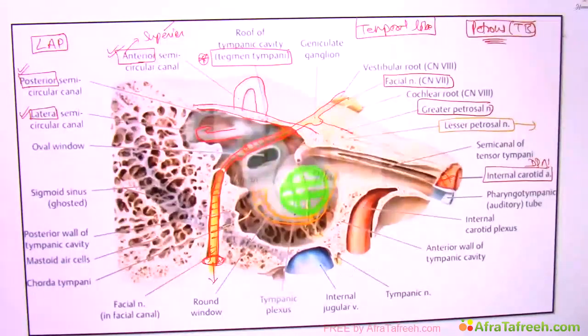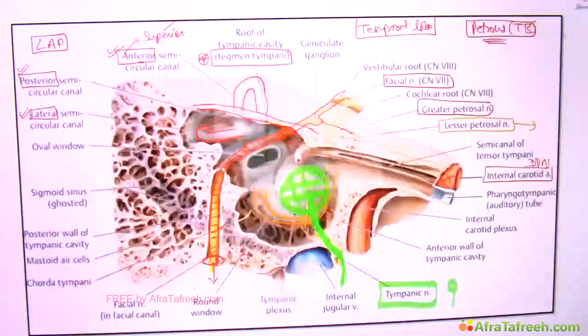If you remember, there is the tympanic branch of the glossopharyngeal nerve. And what is the tympanic branch of the glossopharyngeal nerve doing? The glossopharyngeal nerve gave a tympanic branch, and it will pass through the inferior wall of the middle ear cavity. You mean to say floor? Yes, floor. The glossopharyngeal nerve is giving a branch.